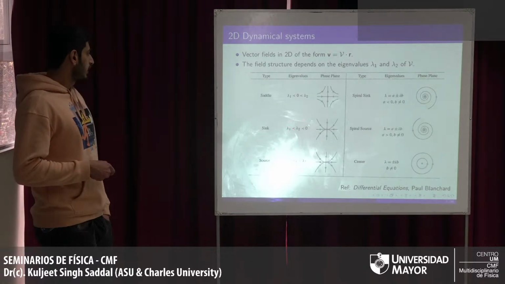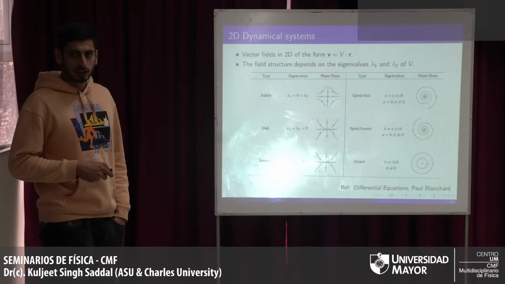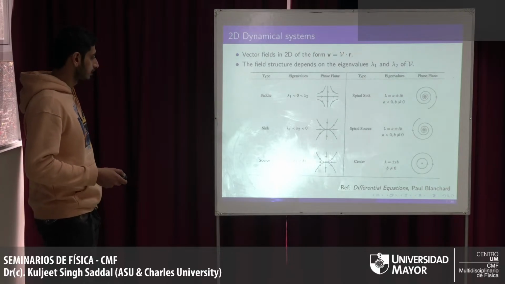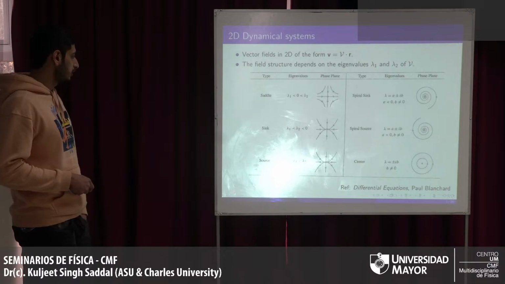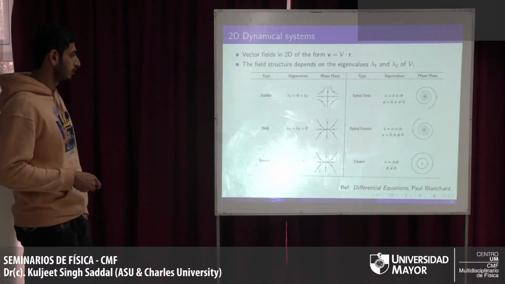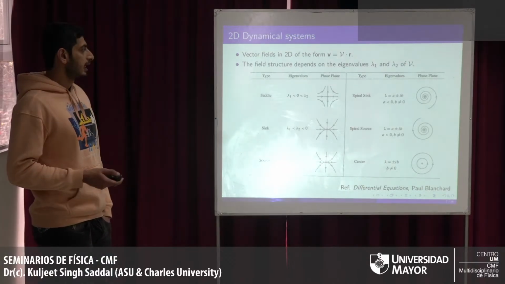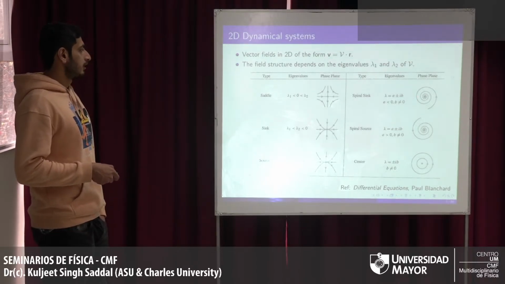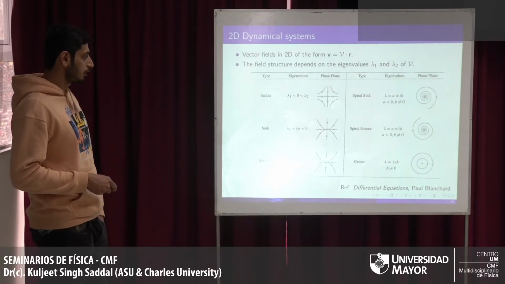Then if both the eigenvalues are negative, all the field lines go into the null point, and the null point acts like a sink. Similarly, we can have a source where the eigenvalues are real and positive, so everything is emanating out of the null point, as you can see here. Then if the eigenvalues are complex but have negative real parts, we have a spiral sink. If they have positive real parts, we have a spiral source. And if they have no real part, only imaginary, then we have these concentric circles.